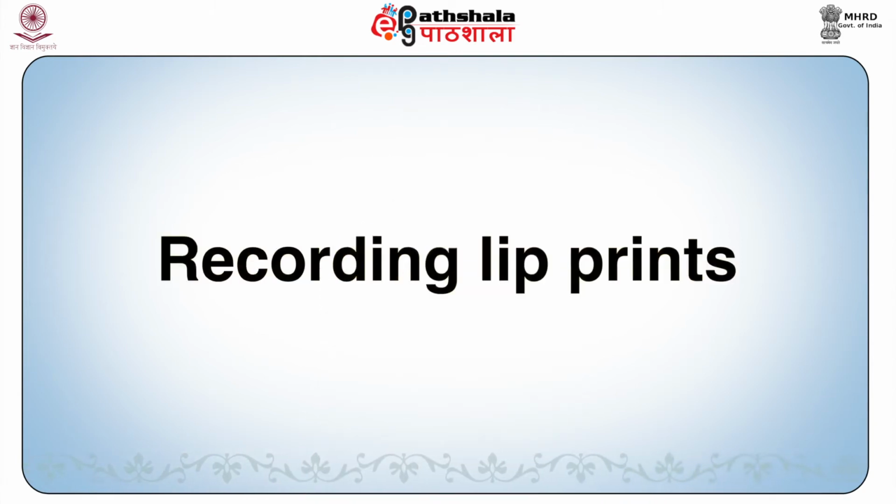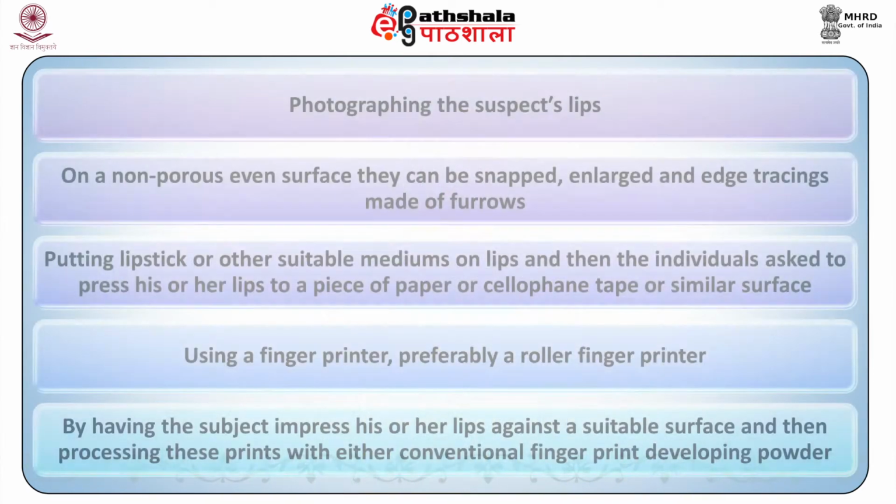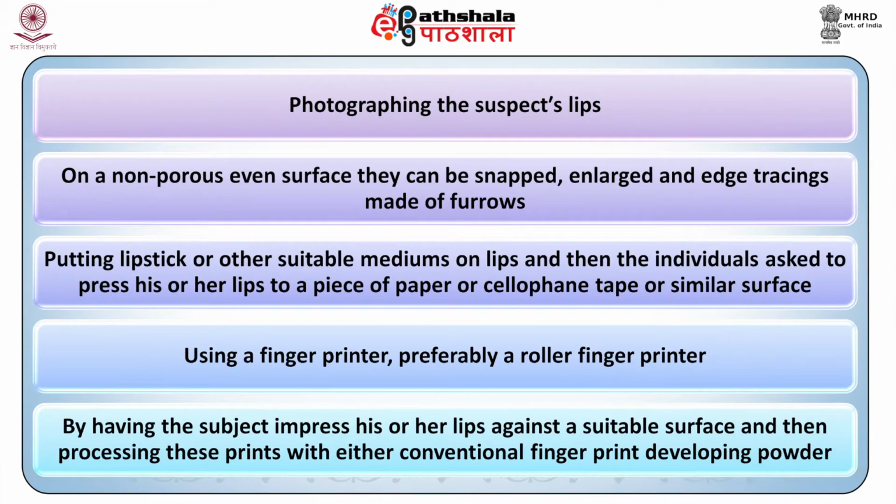Now let us see recording the lip prints. Lip prints can be recorded in a number of ways, like photographing the suspect's lip on a non-porous surface like a mirror. They can be snapped, enlarged and edges traced along the furrows. Putting lipstick or another suitable medium on the lips, and then the individual is asked to press his or her lips to a piece of paper or a cellophane tape or similar surface. Using a fingerprinter, preferably a roller fingerprinter.